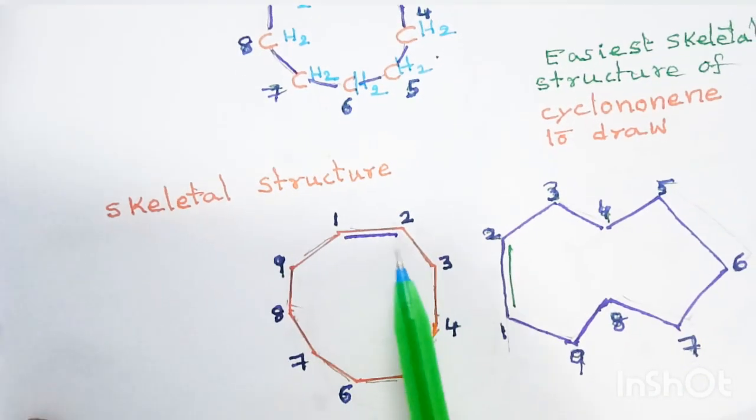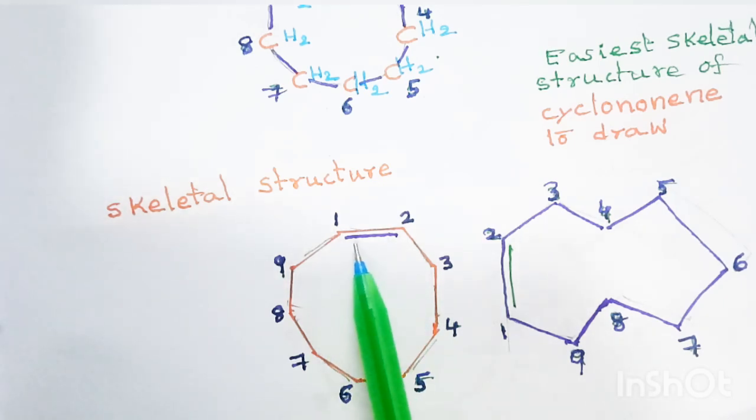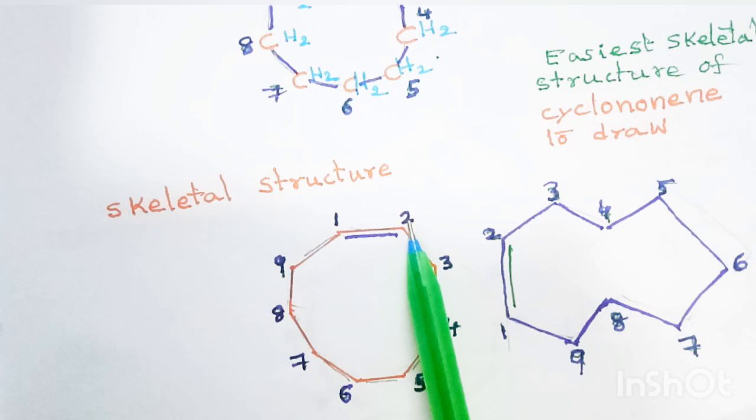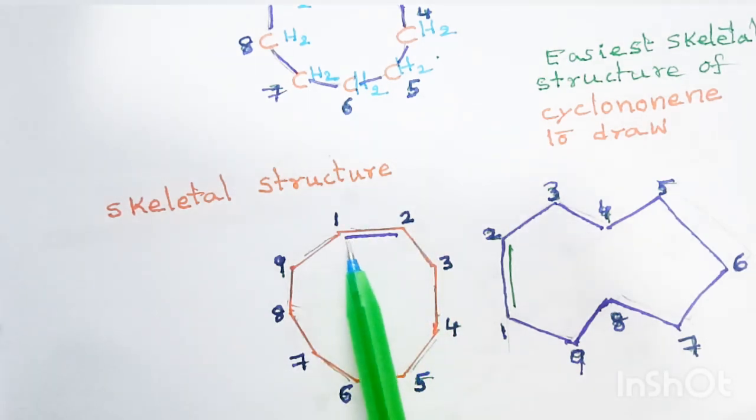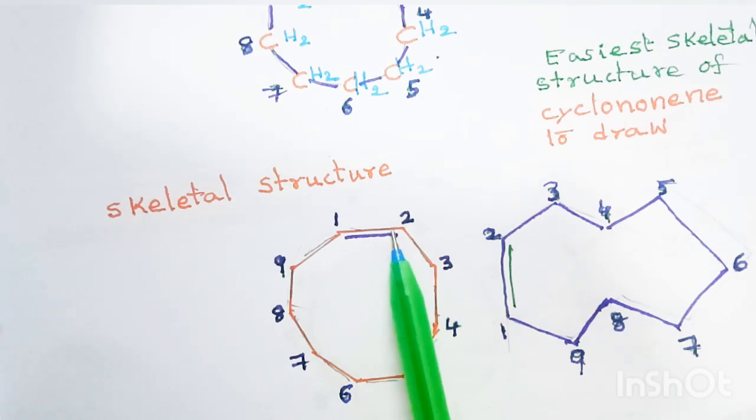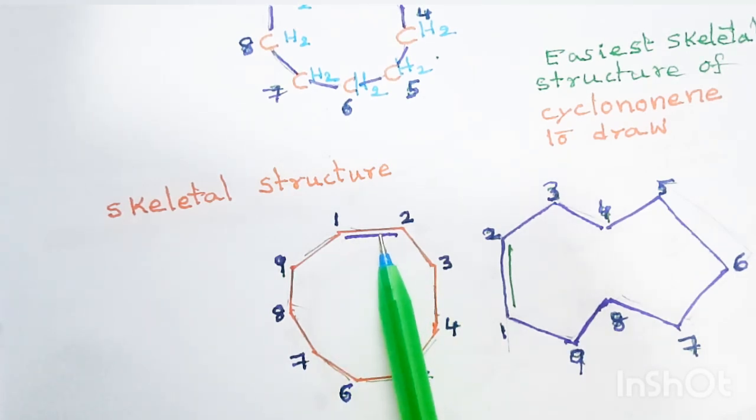Cyclic structure, we draw a 9-membered ring and we join 2 corners of the ring with a double bond.